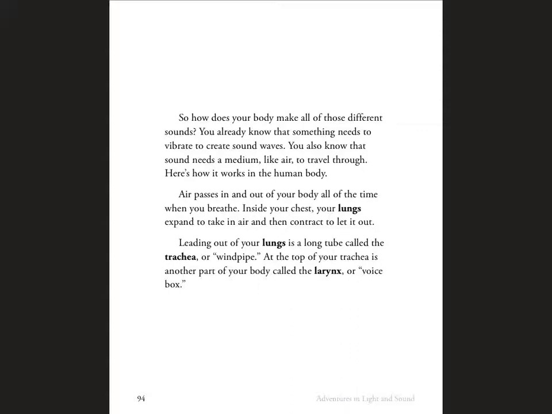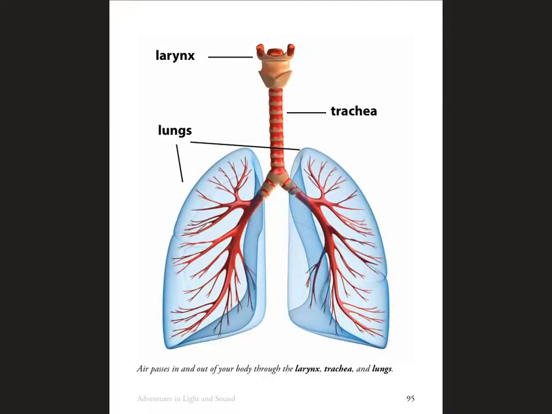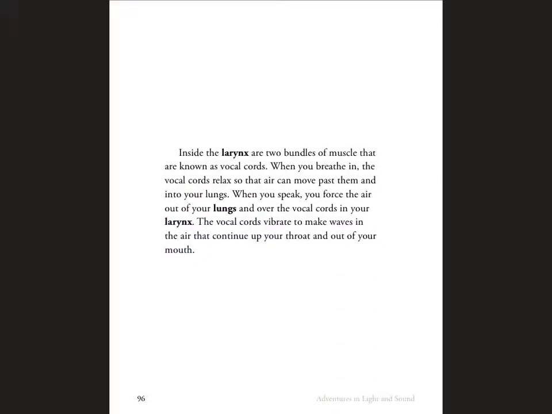Leading out of your lungs is a long tube called the trachea, or windpipe. At the top of your trachea is another part of your body called the larynx, or voice box. Air passes in and out of your body through the larynx, trachea, and lungs. Inside the larynx are two bundles of muscle that are known as vocal cords.